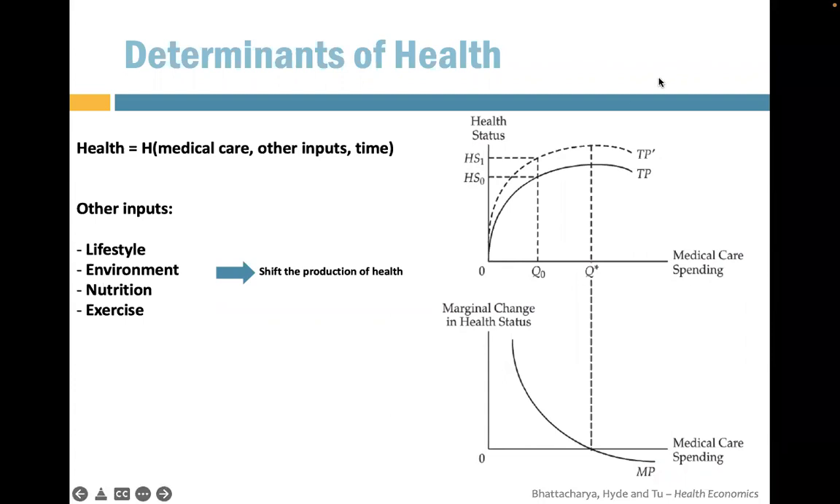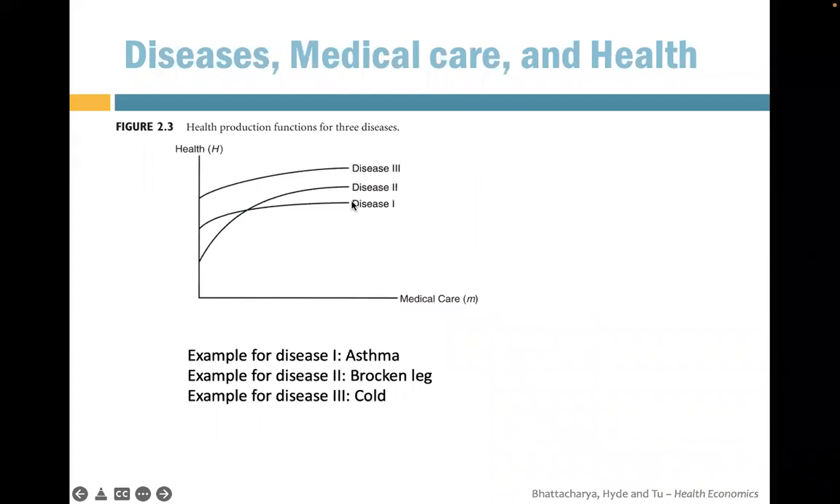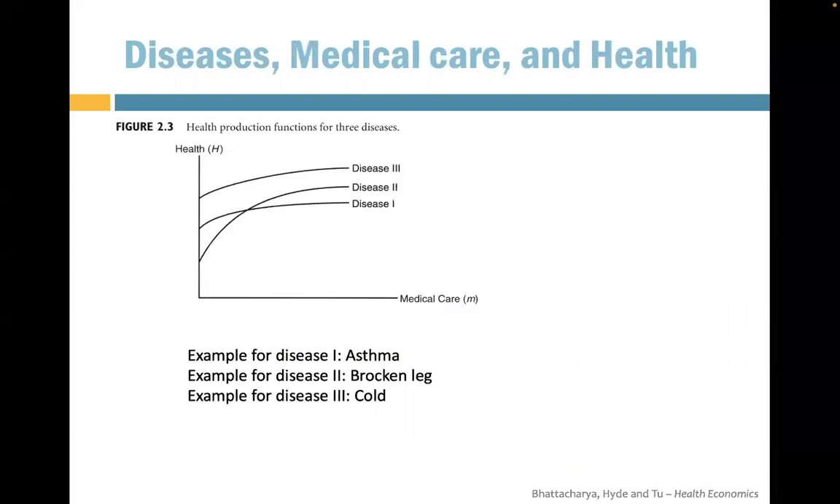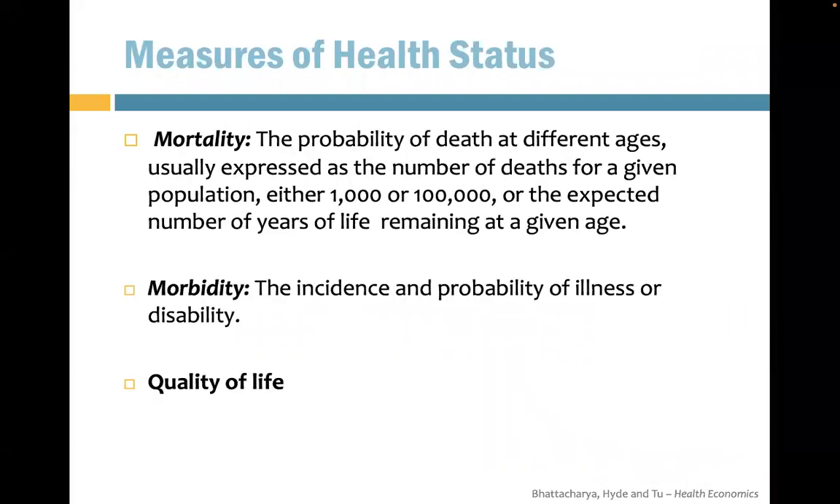Okay, so is there evidence that supports the Grossman model? Yep, this graph is disease, medical care, and health. This one is actually a production function for 3 different diseases. I think this is a complementary slide for the previous slide. Okay. So here is some evidence that supports the Grossman model, that health is a consumption good.